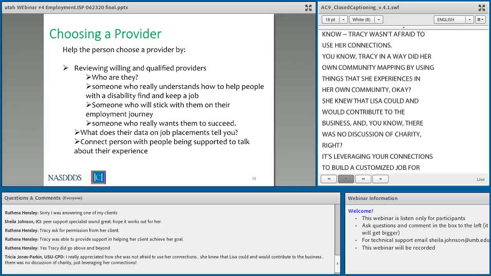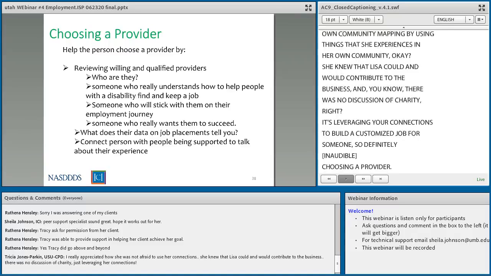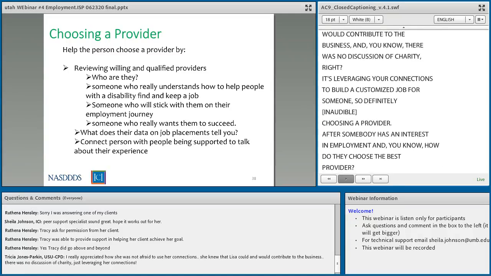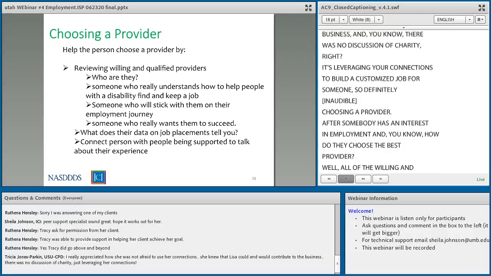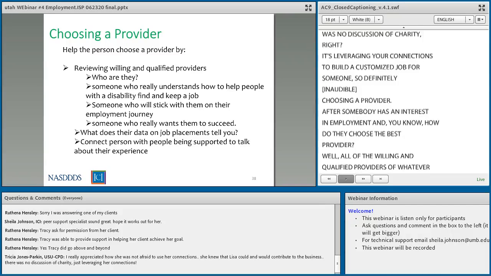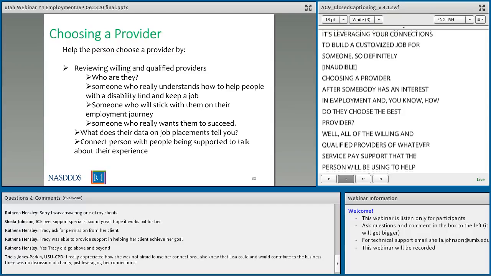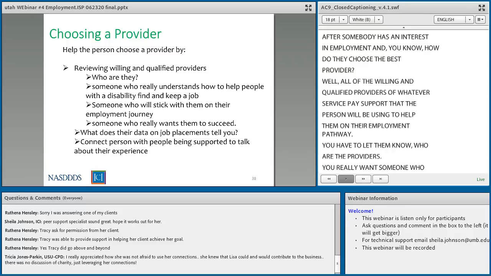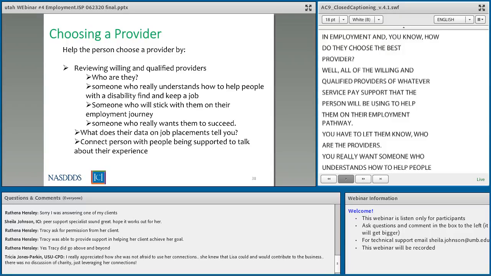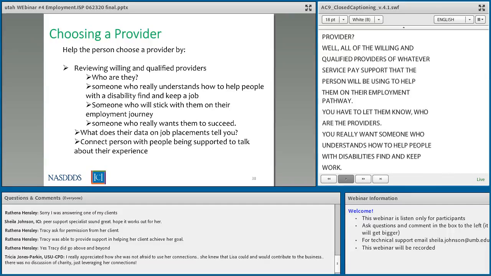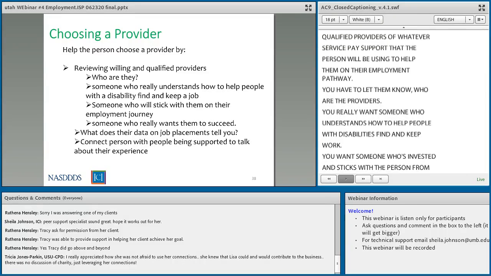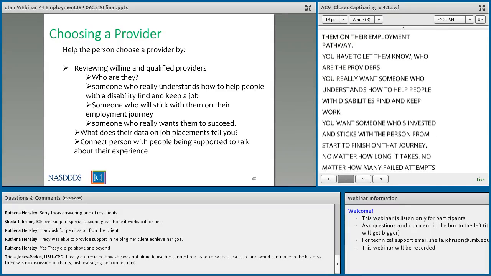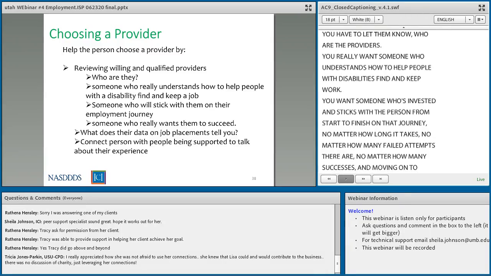So choosing a provider. After somebody has an interest in employment, how do they choose the best provider? Well, all of the willing and qualified providers of whatever service, paid support that the person will be using to help them on their employment pathway, you have to let them know who are the providers. You really want someone who understands how to help people with disabilities find and keep work. You want someone who's invested and sticks with the person from start to finish on that journey, no matter how long it takes, no matter how many failed attempts there are, no matter how many successes and moving on to different and better jobs, someone who's in for the long haul.